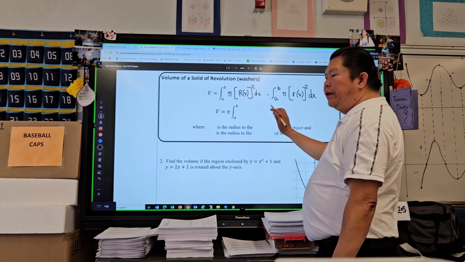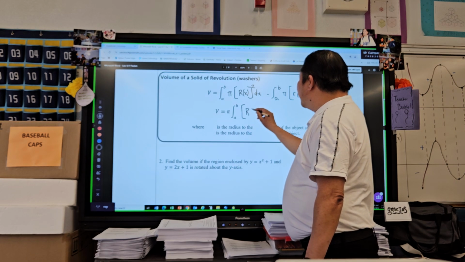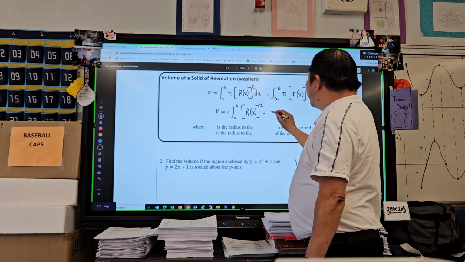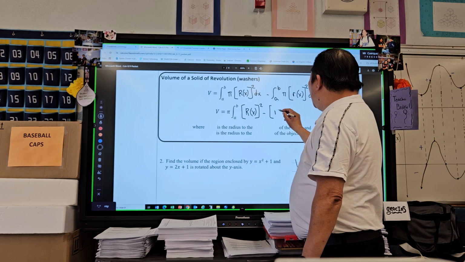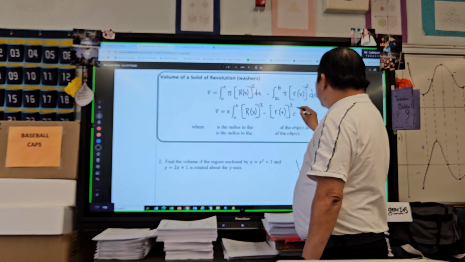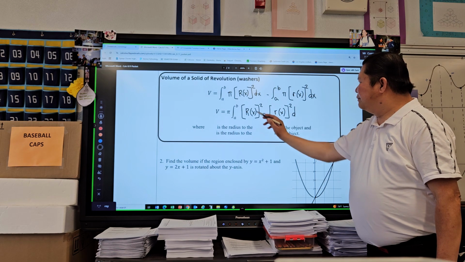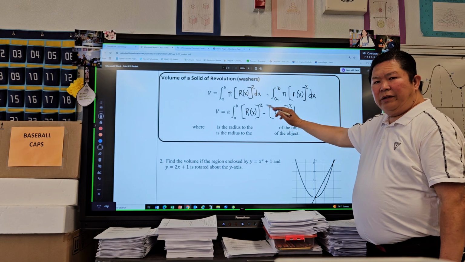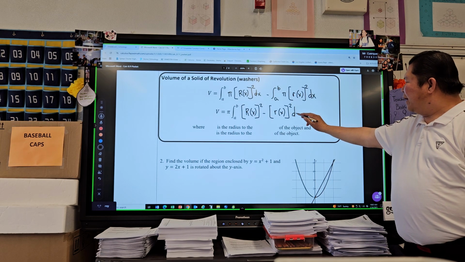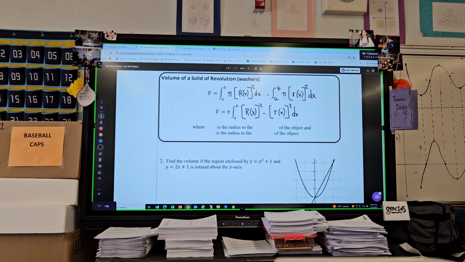Or simply we can write this as R of x squared minus r of x squared, dx. Okay? So that means you don't have to write dx right here. It is understood. But what is important is writing dx.